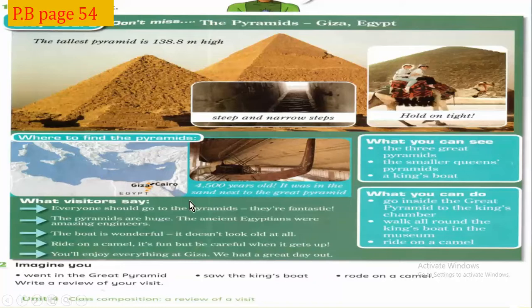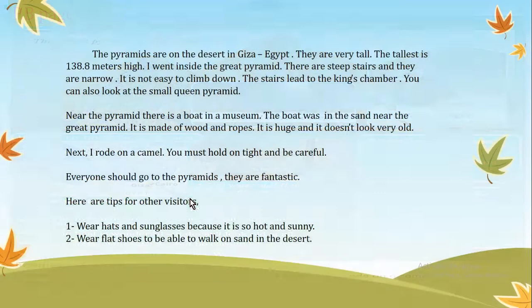Old, it was in the sand next to the Great Pyramid. بعدين next I rode on a camel. You must hold on tight and be careful. هاي نصيحة لما تركبوا الكامل. Everyone should go to the pyramids. They are fantastic. أنا أنهيتها بطريقتين، أنتوا اختاروا أي طريقة بدكم إياها. الطريقة الأولى أعطيت نصيحة واحدة للجميع وخلصت. هاي conclusion. Everyone should go to the pyramids. They are fantastic. هاي لخصت كل فكرة.